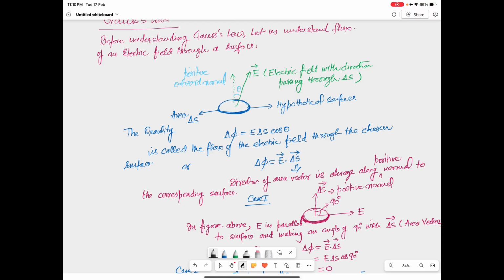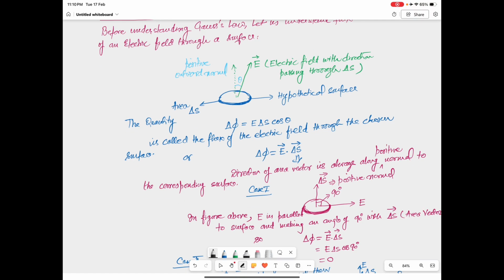With this we can define the electric flux delta phi. Delta phi is a small electric flux passing through a small area delta S, which is given by E delta S cos theta. But as we know from the definition of the scalar product, if A dot B is there, then it is given as AB cos theta. Here delta S is also a vector, E is also a vector. Therefore, we can define delta phi as E dot dS.